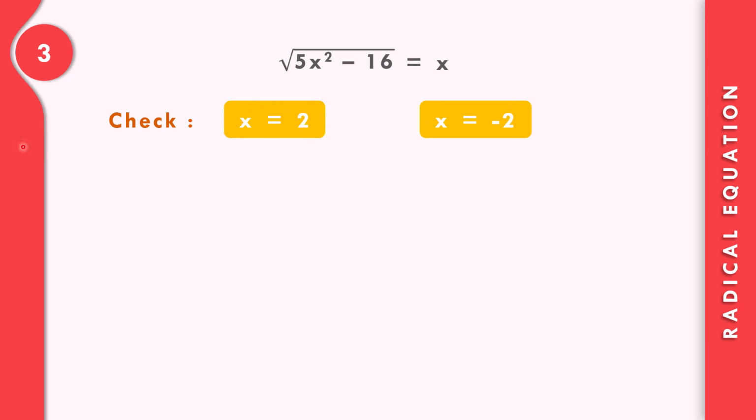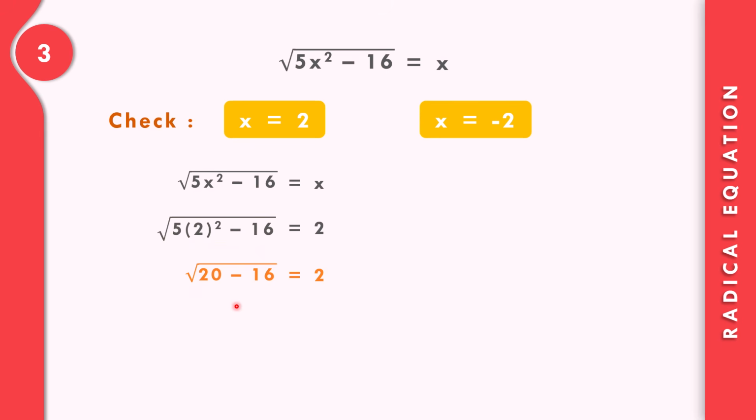Let us see which is the solution, if that is 2 or negative 2. So let us check. Let us replace x by 2. So the square root of 5 times 2 squared minus 16 is equal to the value of x, that is equal to 2. 2 times 2 is 4, times 5, so that is 20, copy negative 16 equals positive 2. The square root of 20 minus 16 is equal to the square root of 4 equals 2. The square root of 4 is exactly positive 2. So positive 2 equals 2. So it is equal, it means 2 is one of the solutions.